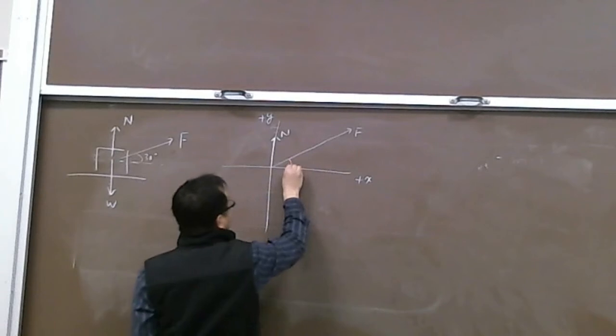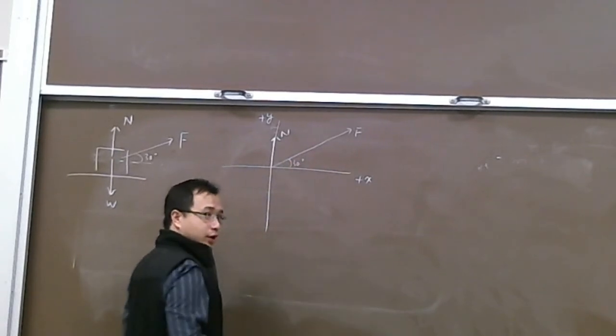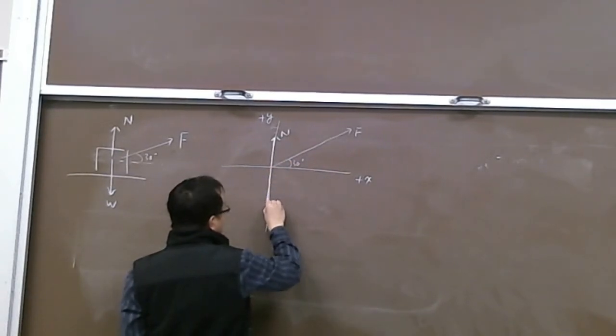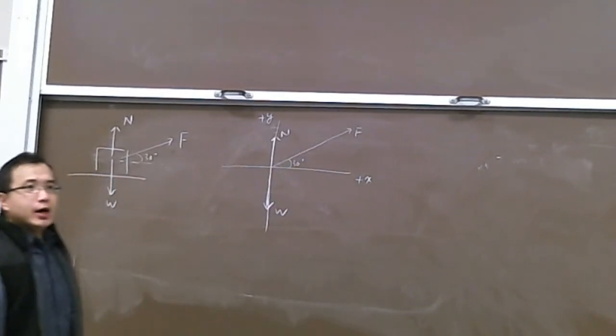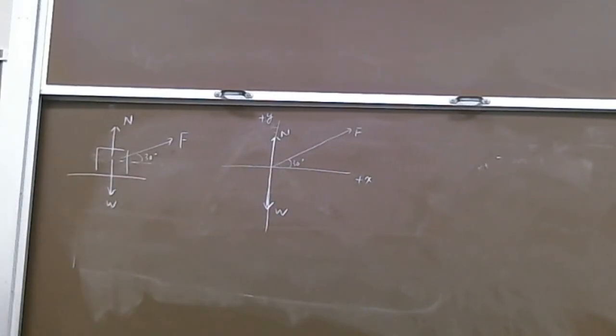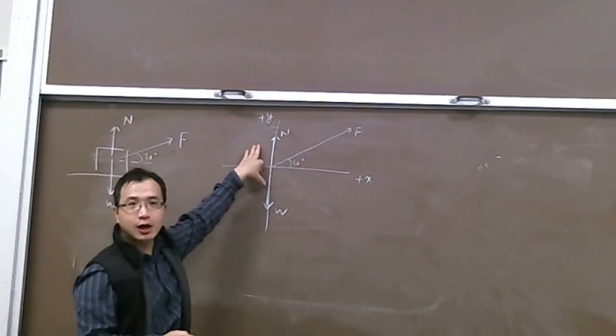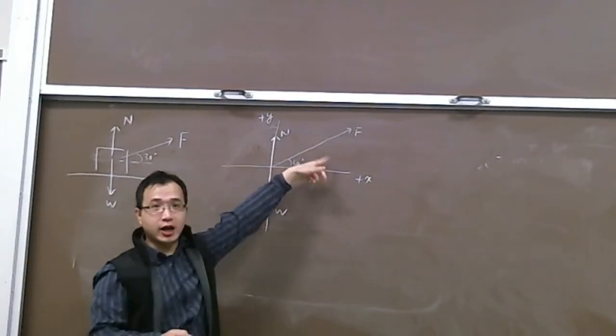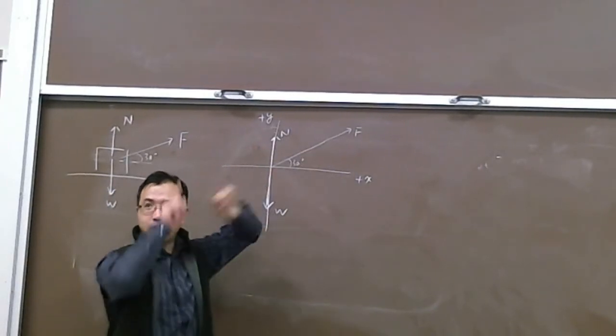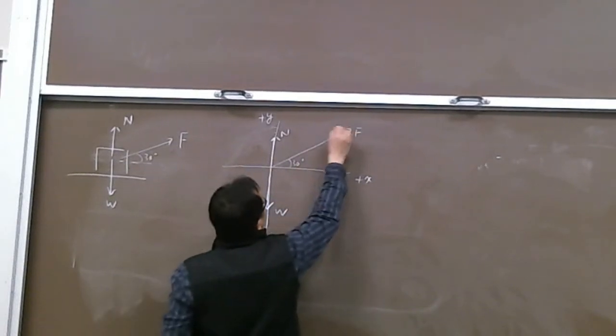F is 30 degrees above positive x direction. W is along negative y direction. Okay. And so decomposition means that for any force you want to project it to x and y direction. N and W are already along y direction, positive and negative. And F is along this direction. So you have to project it.